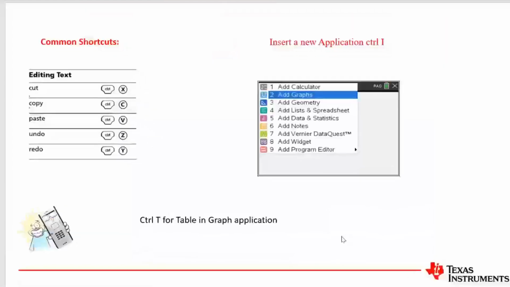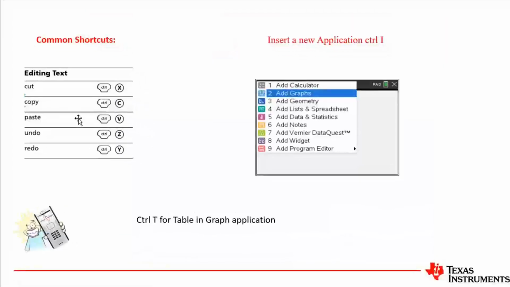Next thing I would like to have a look at is some other common shortcuts, which we talked about. Ctrl T for table, Ctrl I to see all the possible applications. But if we want to do some editing, we have Ctrl X for cut, Ctrl C for copy, Ctrl V for paste, undo, Ctrl Z, and redo, Ctrl Y. So these are the same shortcuts as we actually have on our calculator.